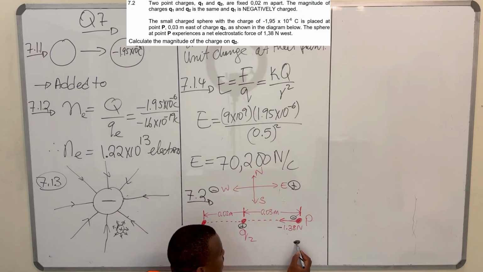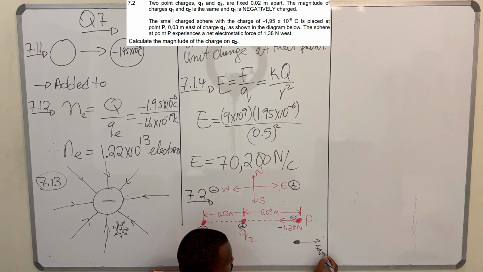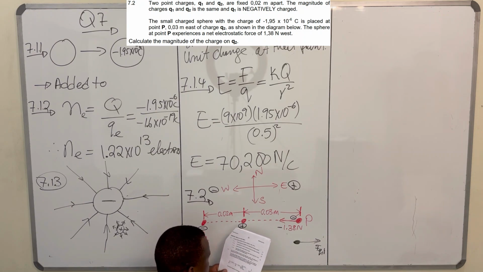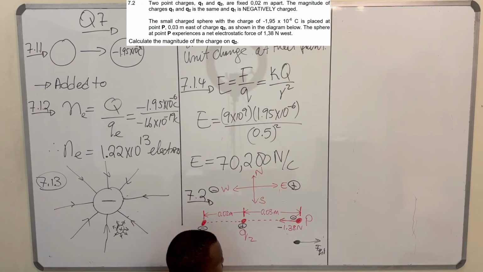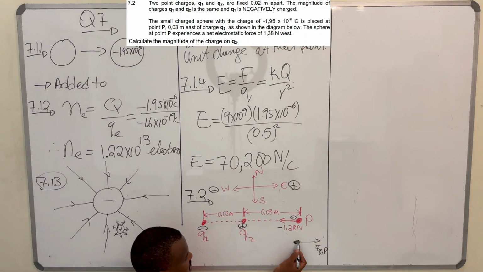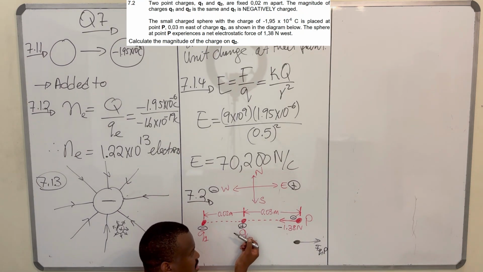It experiences a force to that side. So this is the force of Q1 on our sphere, right? Let me just write our sphere as P. So it will experience this force, the force to the left. But we know that the net electrostatic force is to the west, which means this one has to be positive, so that it attracts this one.